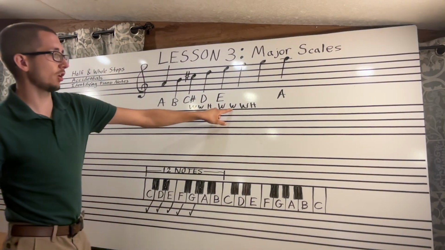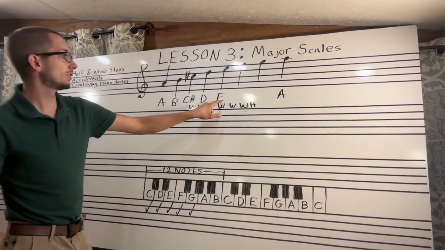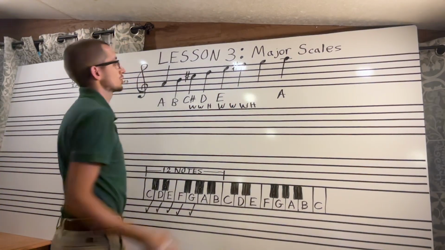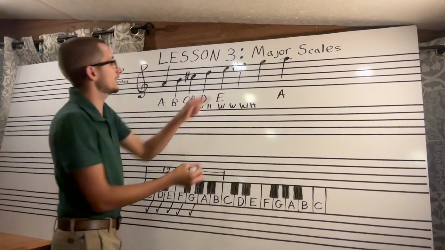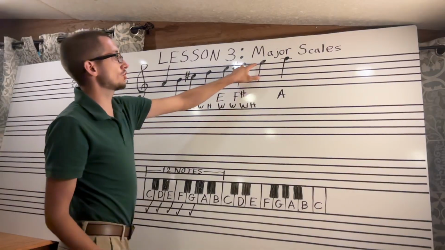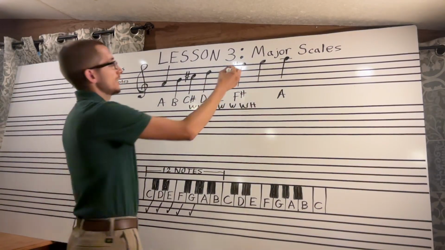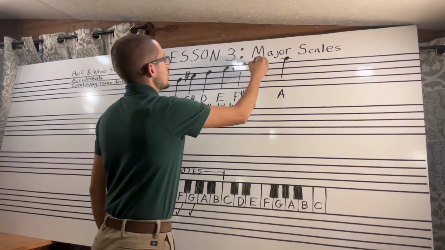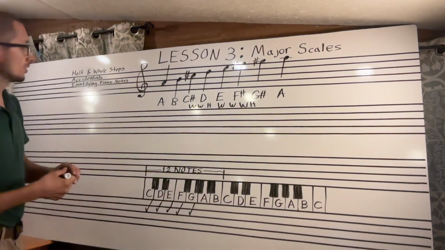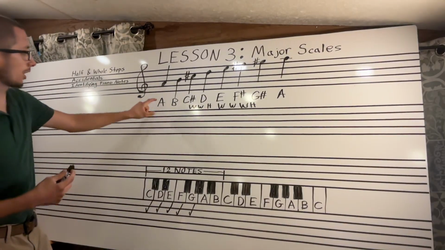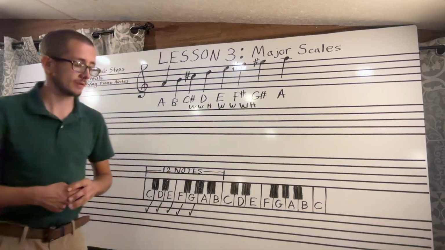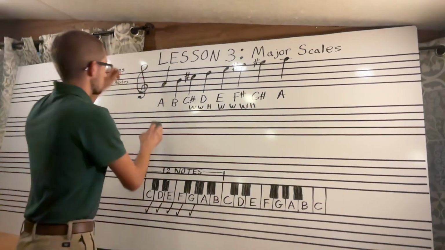Now we need a whole step from E. E up a whole step is F sharp. So we need to add a sharp sign to that F right there. Now we need to do one more whole step. F sharp to G is not a whole step, so we need to add a sharp sign to the G. And G sharp to A is our half step. So the notes of the A major scale are A, B, C sharp, D, E, F sharp, G sharp, and A. So that takes care of our A major scale.